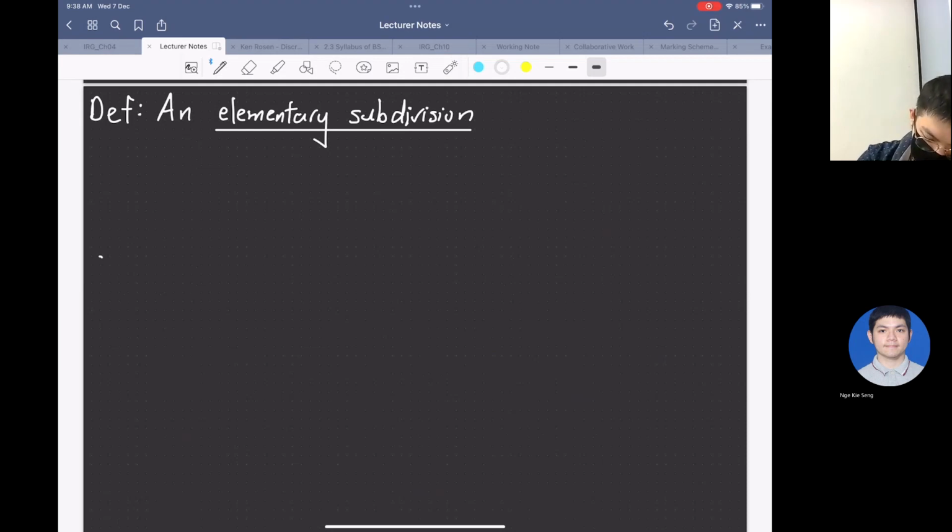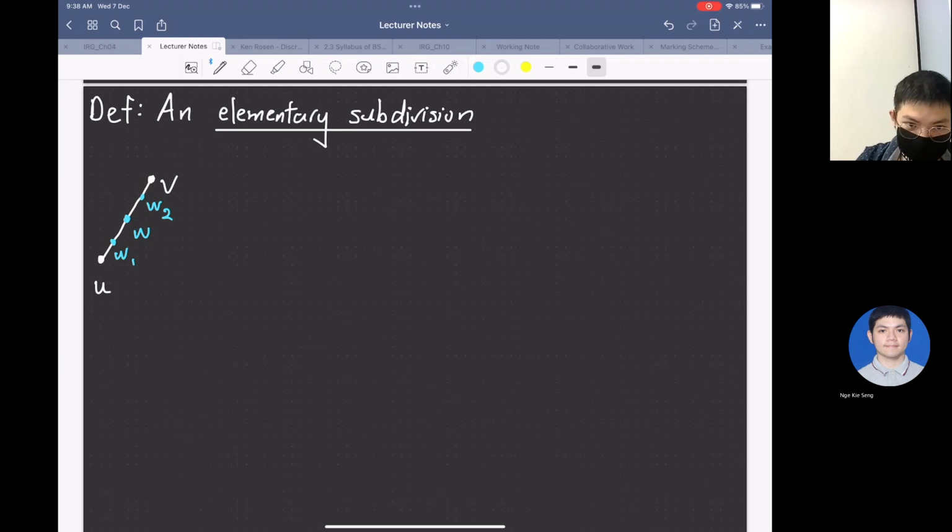I will show you the picture. So the picture is like this. You have an edge, U and V. What do we mean by subdivided? You can add a vertex W, and then you make this edge become two edges, and then you can keep going on. You can keep dividing it. This is called an elementary subdivision of a planar graph.